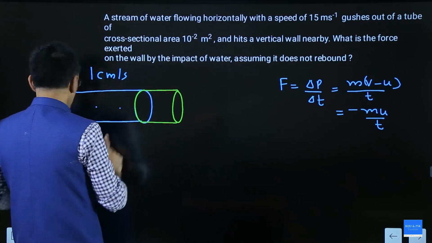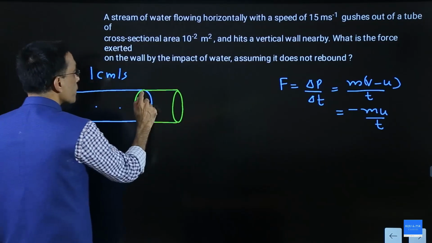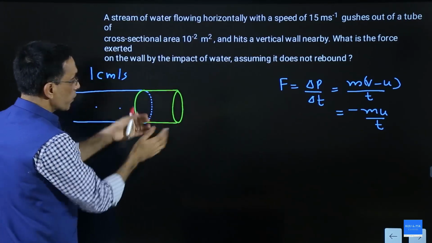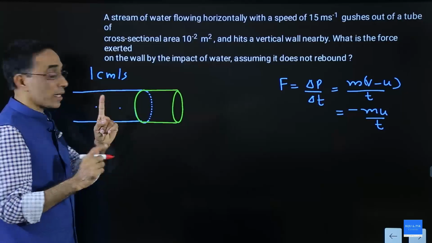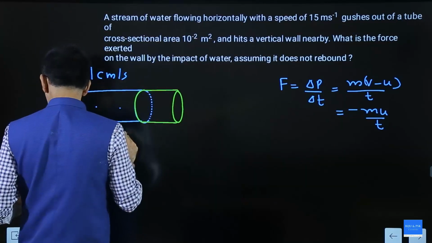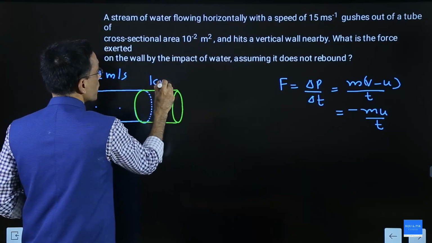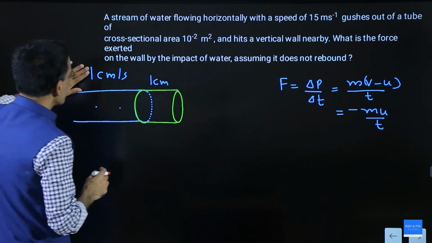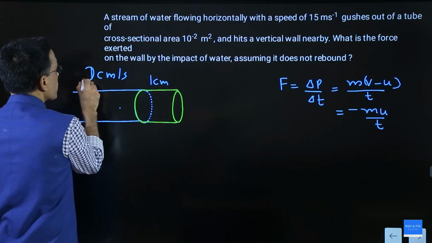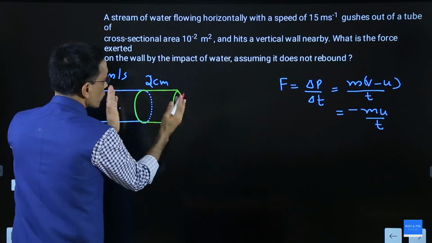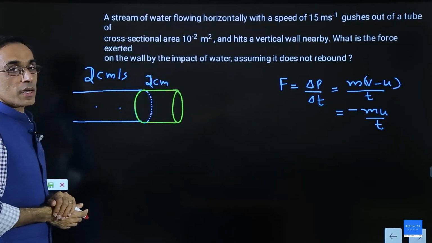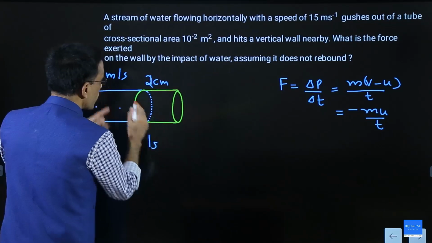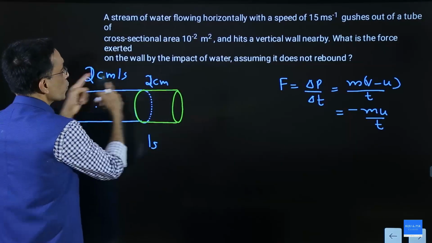Okay. And a cylindrical portion of water will come out. In 1 second, how much will come? 1 centimeter will come, because speed is 1 centimeter per second. Suppose the speed was 2 centimeter per second, then the length of this will be equal to 2 centimeter. How did I get that one? I am saying in 1 second, how much will come out? In 1 second, 2 centimeter will come out.